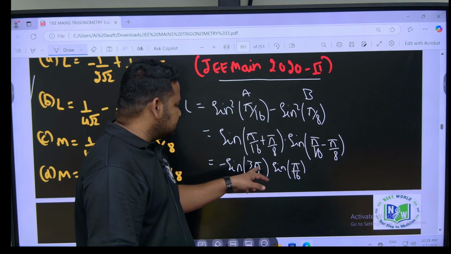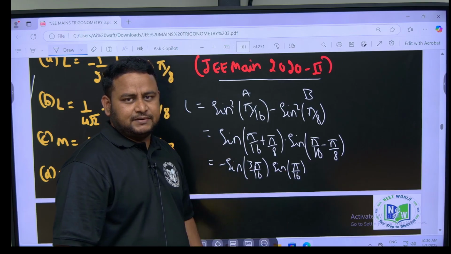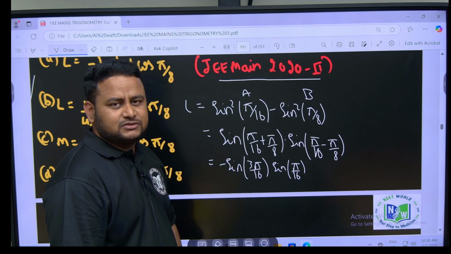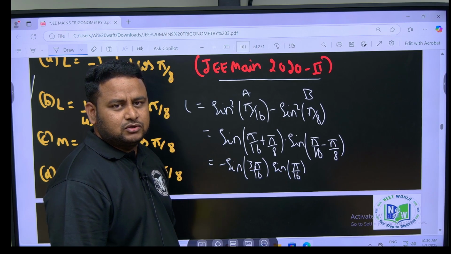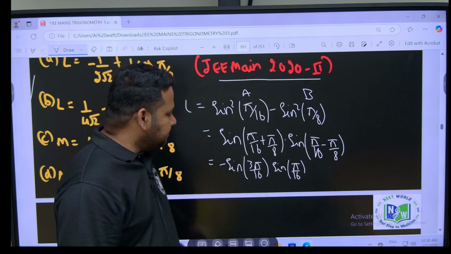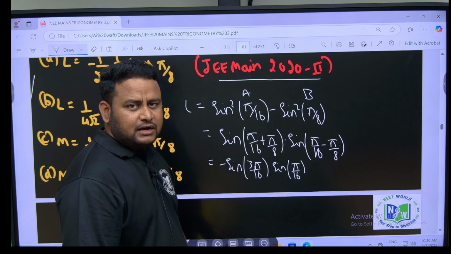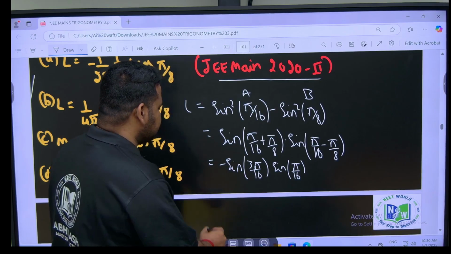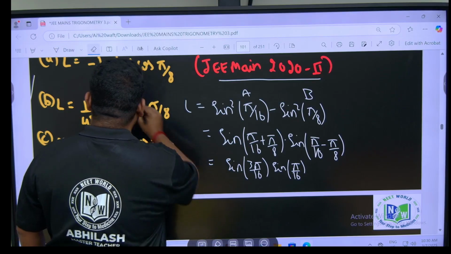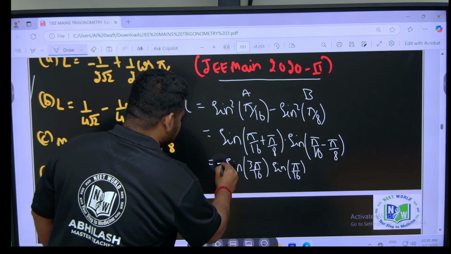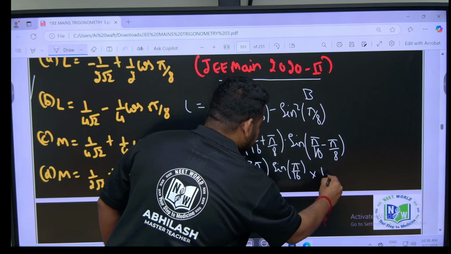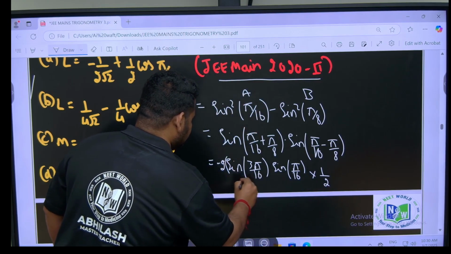You have sine A sine B. We know there is a formula that 2 sine A sine B is equal to cos of A minus B minus cos of A plus B. But I don't have 2 here. So what can I do? I can multiply and divide by 2. So here I'll multiply by 2 and also divide by 2.